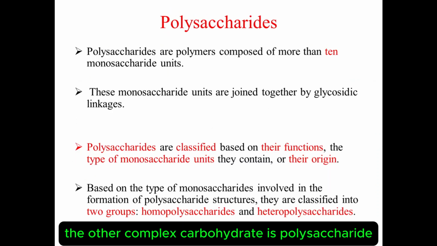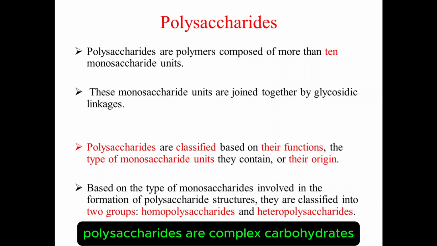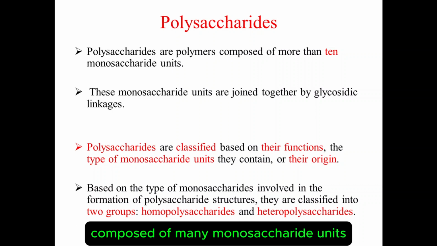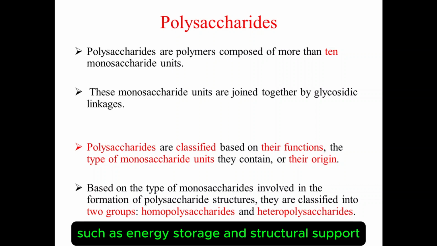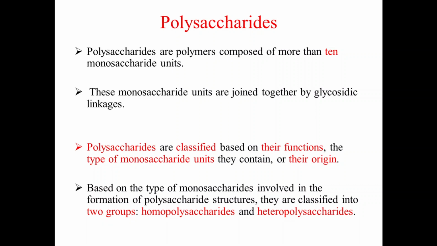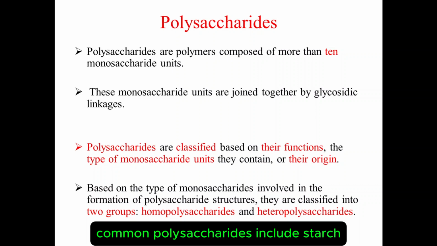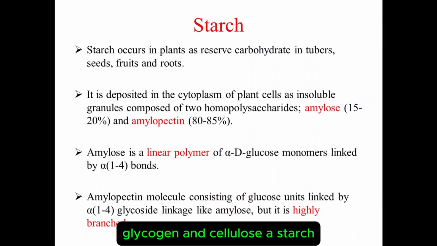The other complex carbohydrate is polysaccharide. Polysaccharides are complex carbohydrates composed of many monosaccharide units linked together. They serve various functions, such as energy storage and structural support. Common polysaccharides include starch, glycogen, and cellulose.